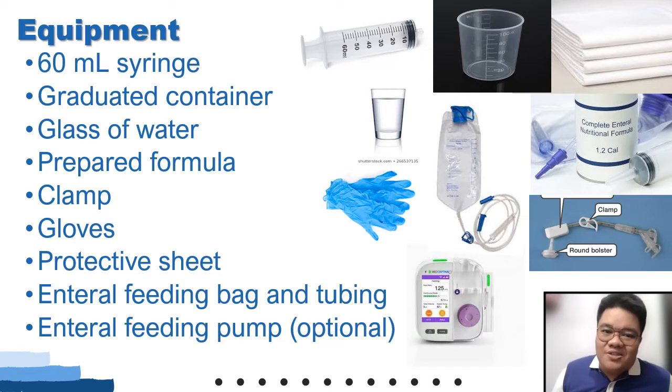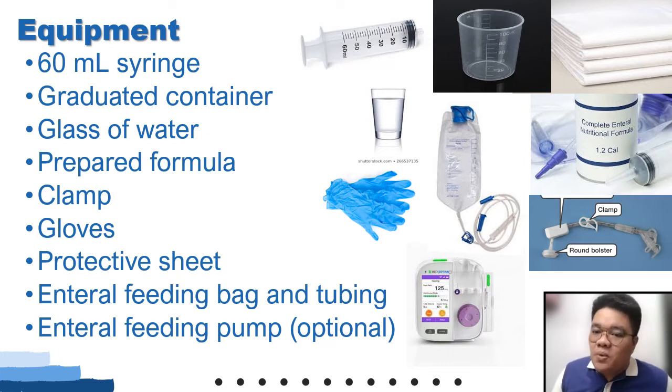Okay, so class, this is your 60 ml syringe. These are your graduated containers, glass of water. This is the formula. Usually in our setting, you would see something milky or yellowish because those are osterized tube feeding. In other words, those are usually a mixture of fruits and vegetables which are osterized and given to your patient. Then class, you would have your clamp. Class, the clamp would be here already, part of the tubing. And then you would have your gloves.